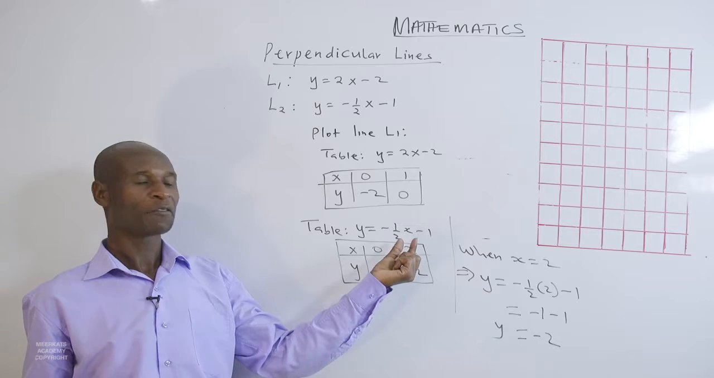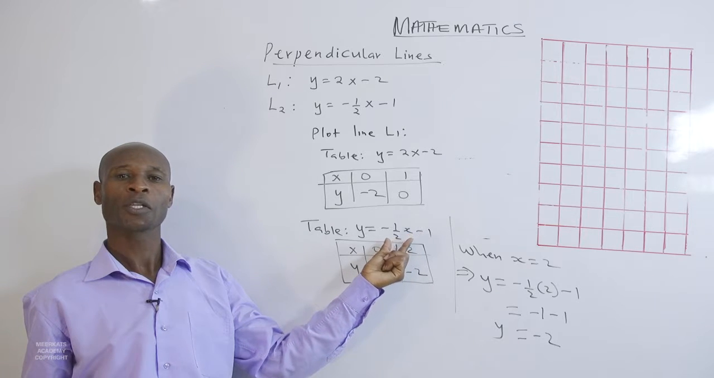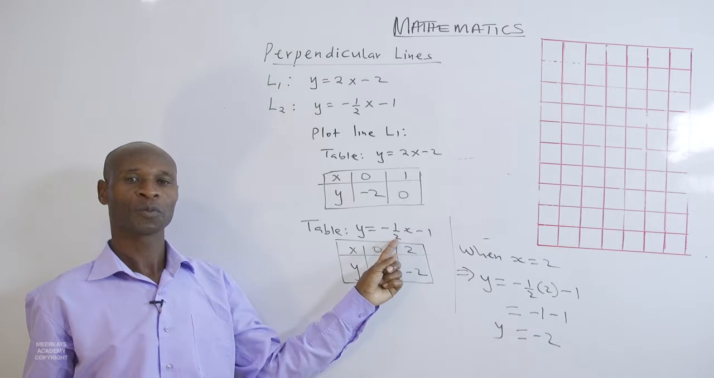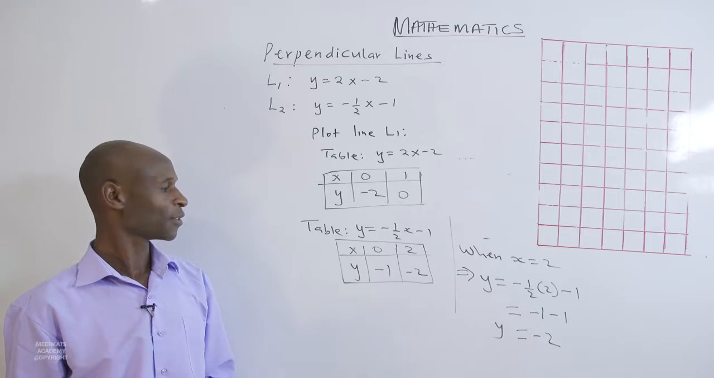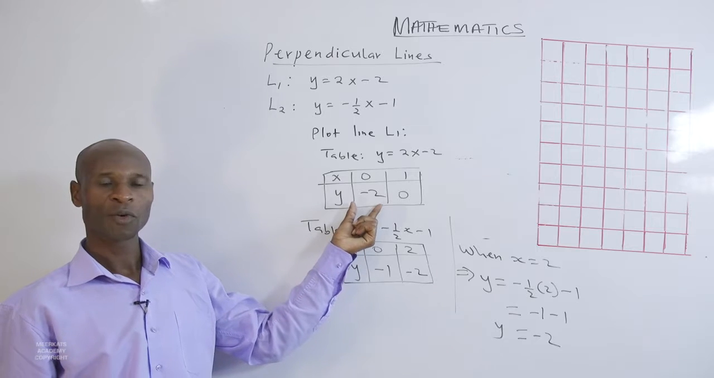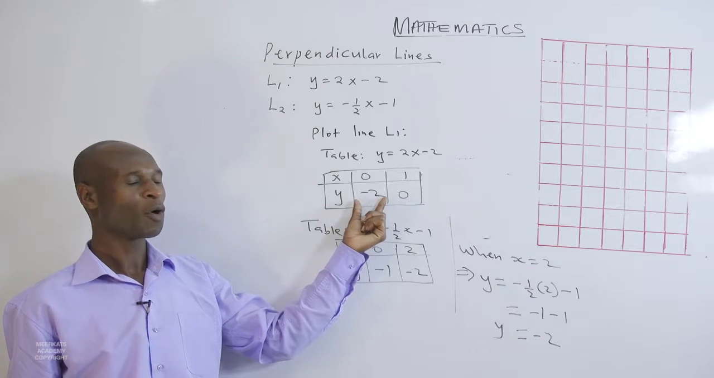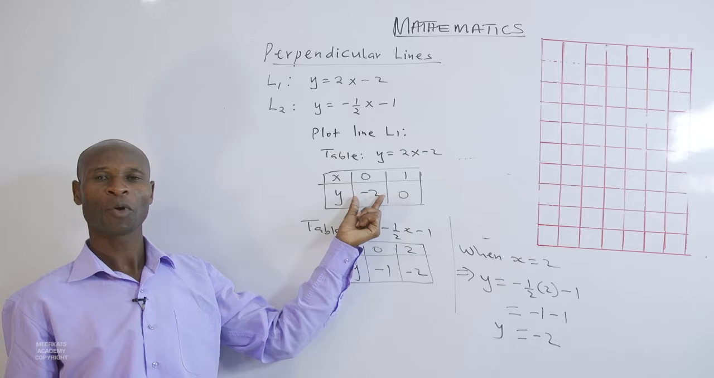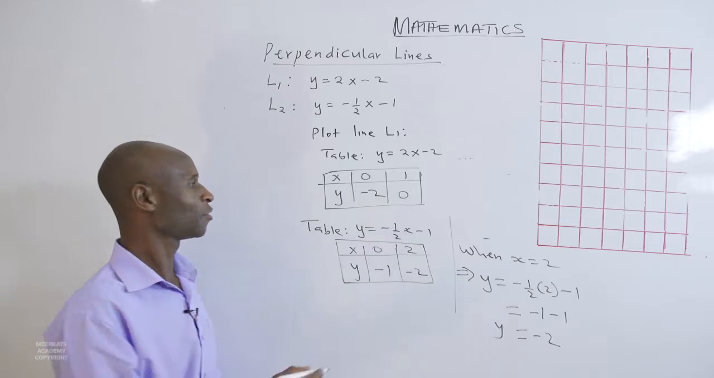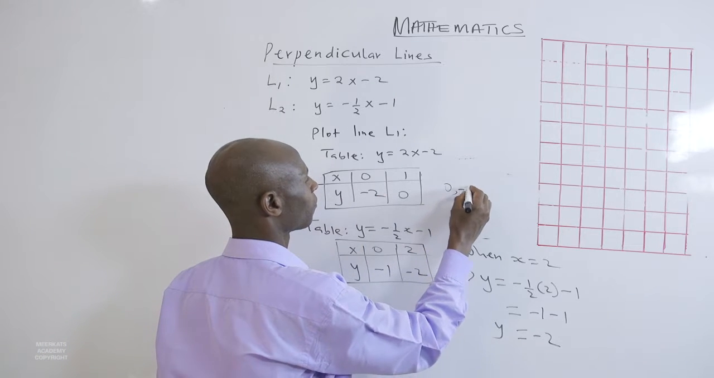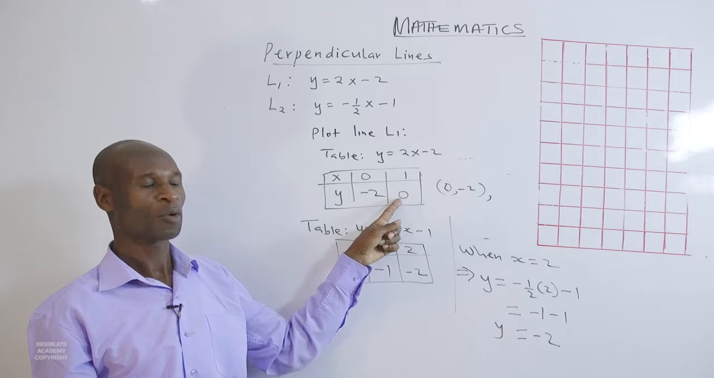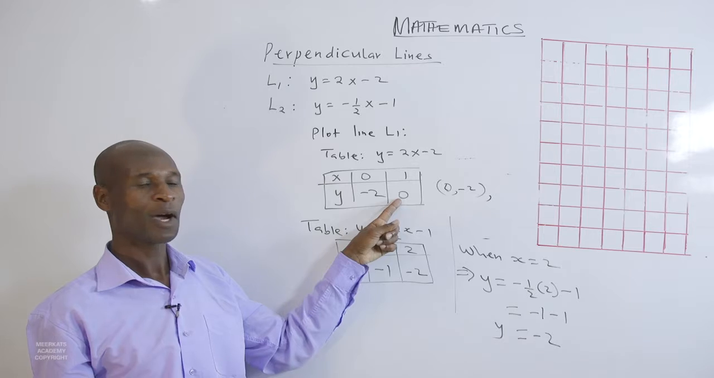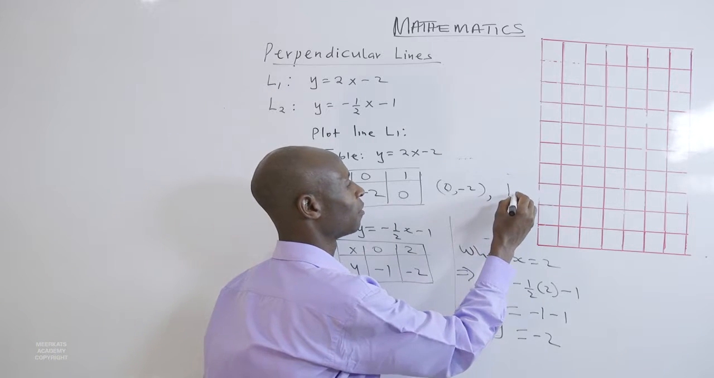You realize that we have chosen the value of x to be 2 because 2 is divisible by 2, so that we only have integer values. From these tables, we can plot the points. The first point to plot will be (0, -2). And the second point for table 1, that is for line 1, will be (1, 0).